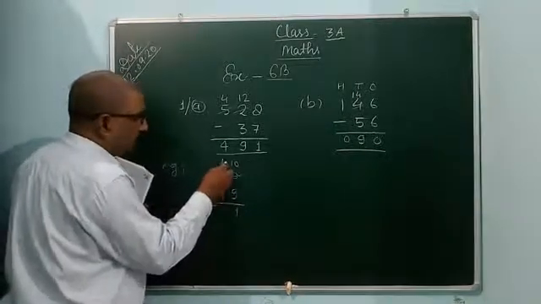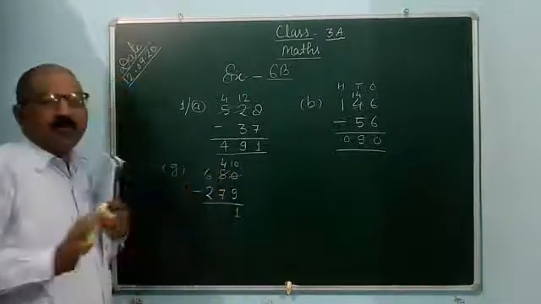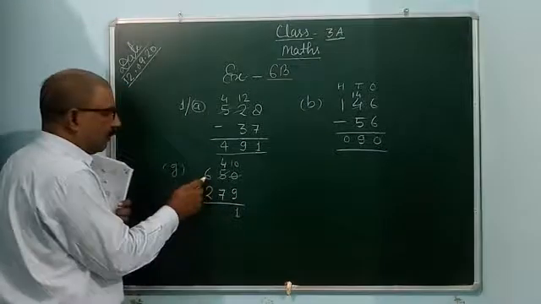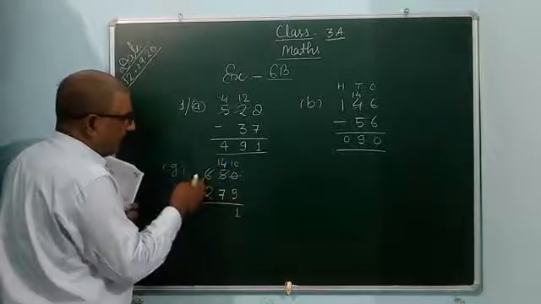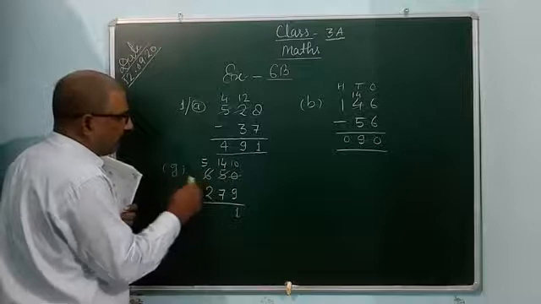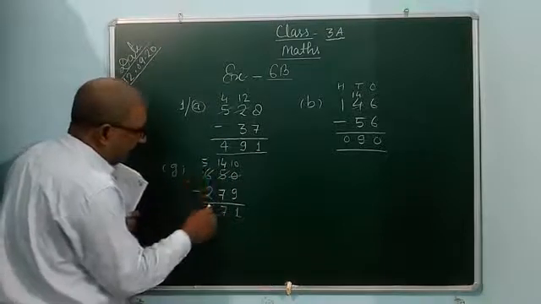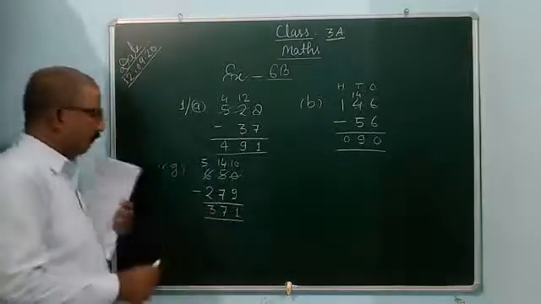Remaining 4. And 4 minus 7. From 4, 7 cannot be subtracted. So it will take borrow from hundreds place 6. It will be 14. And this 6 will be 5, because 6 minus 1, 5. 14 minus 7, 7. Here 5 minus 2, 3. So in this way you can do.